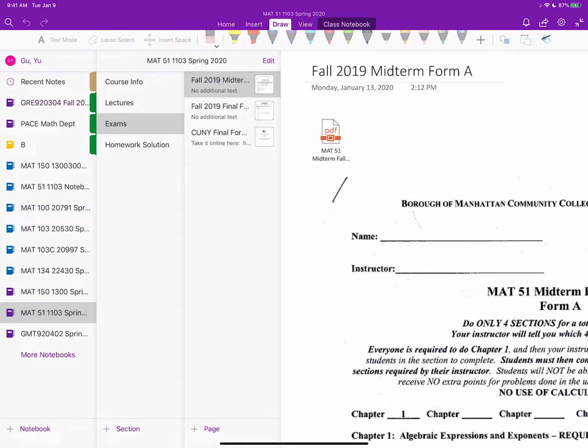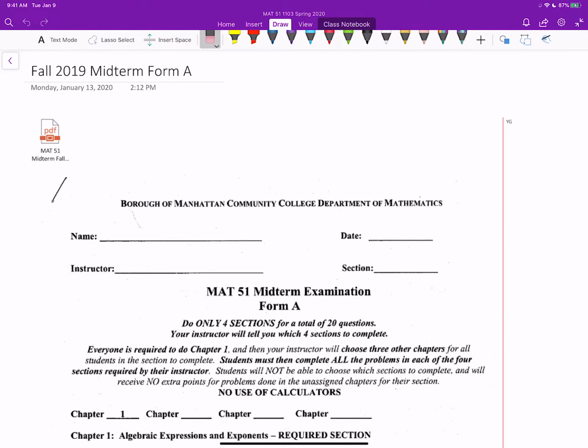Alright, so today we're going to have a video lecture and the focus will be our midterm preparation. If you go to our class notebook under exams, there's a file called 2019 Midterm Form A, and this is the document that we're going to go over today. Feel free to print it out before you continue the video, or you could download the PDF and save it on your computer, and then you could view it as well. So let's go straight to this midterm.